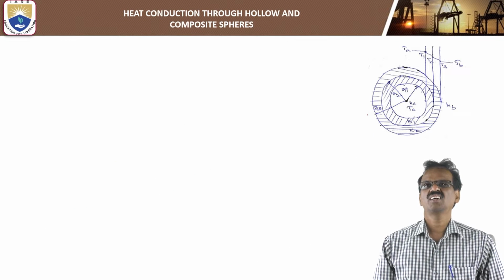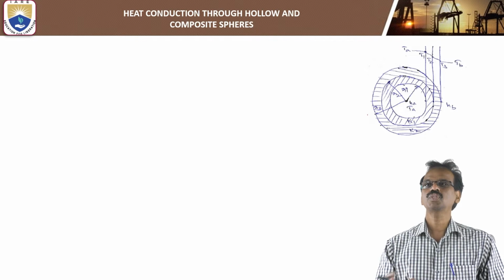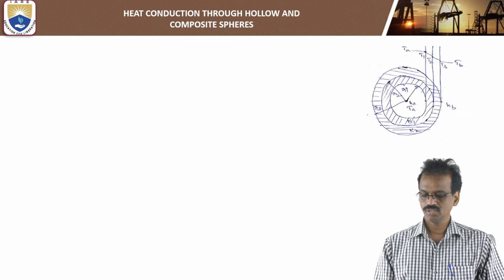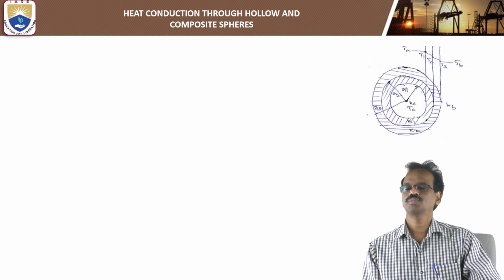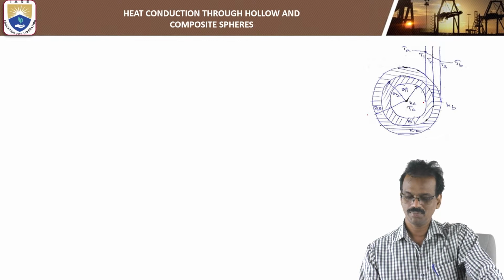So now we'll see the rate of heat transfer in composite spheres. It means if you consider more layers in the sphere. This is just a small diagram. Here two layers of the sphere have been taken, layer 1 and layer 2.